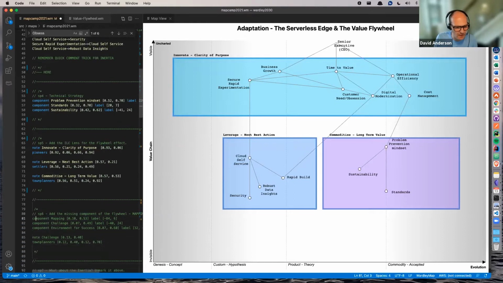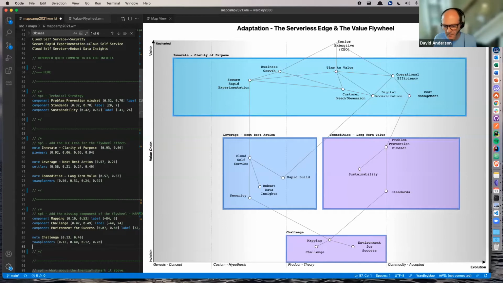But then as we go on to build out what I would call a missing component, and this is MapCamp after all, challenge. A key enabler for all three of these phases of this flywheel, innovate, leverage, commoditize, is the idea of challenge. You need a mechanism to challenge standards, security, to really challenge the work that's happening. I don't mean challenge in a way to slow things down.